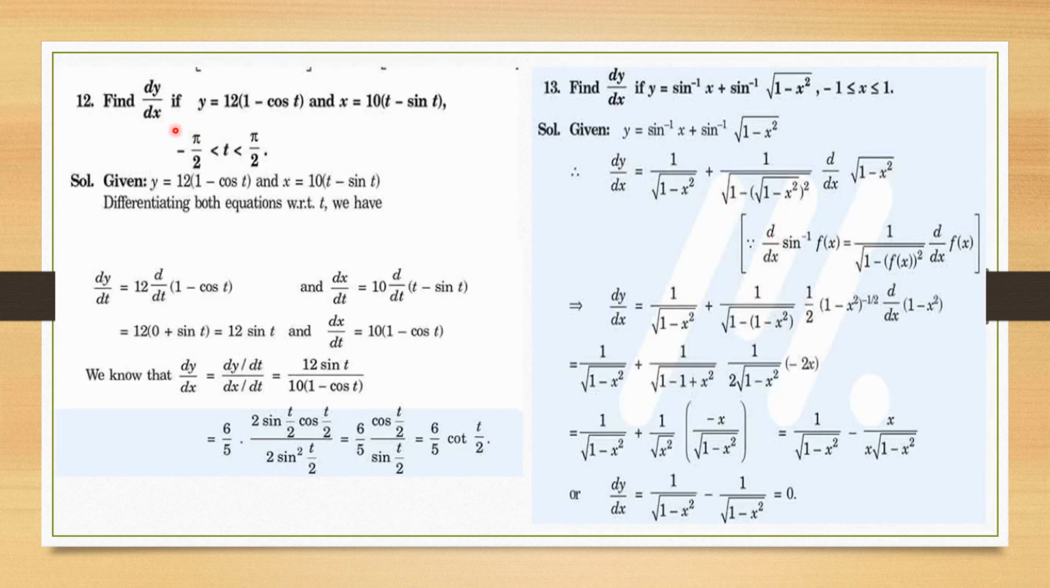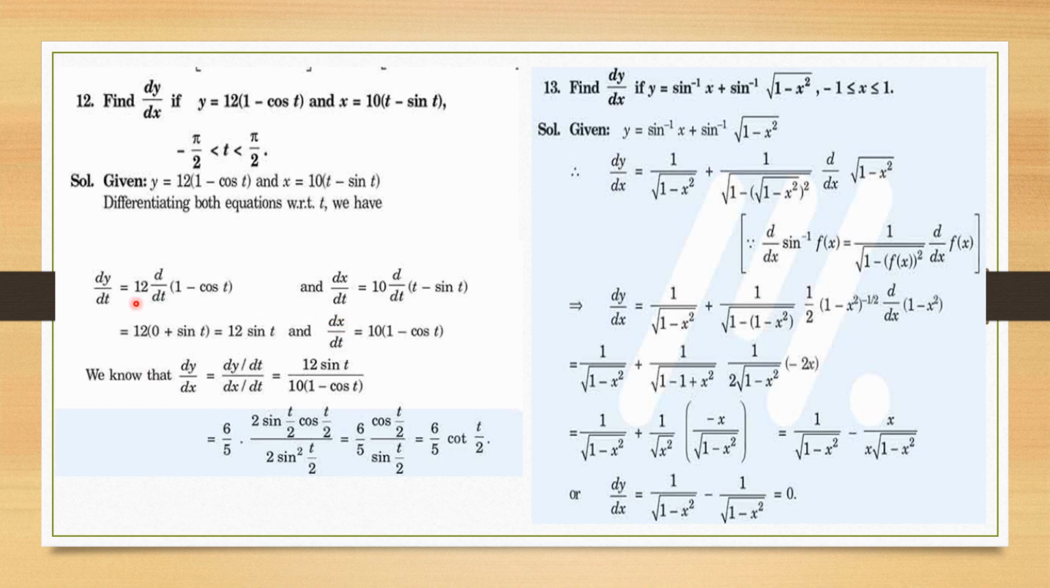Number 12 is dy by dx if y is equal to this function and x is equal to this. Now you know that it is the parametric form. So you remember how to do it. You will take dy by dt and then dx by dt, and to find dy by dx, I'll divide dy by dt by dx by dt.